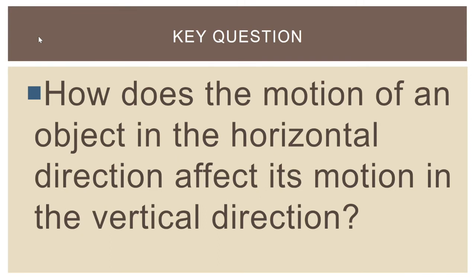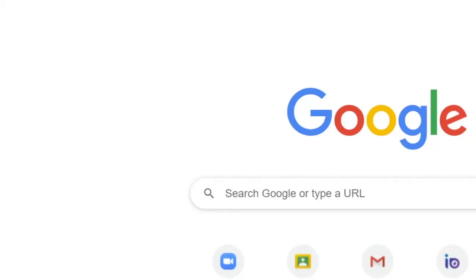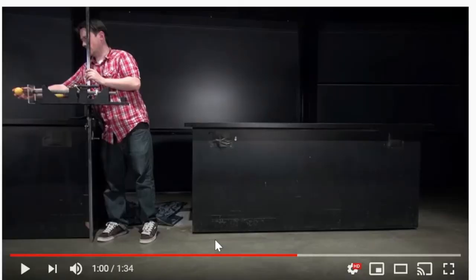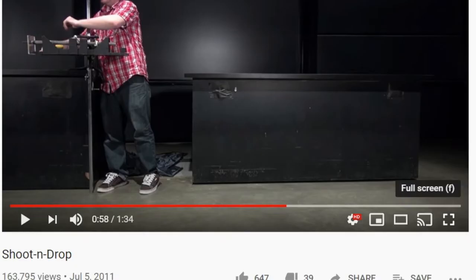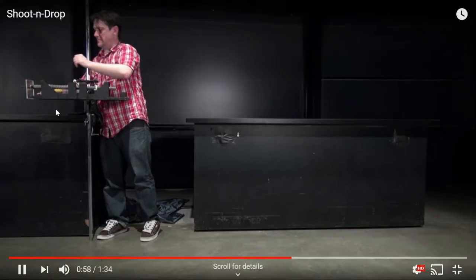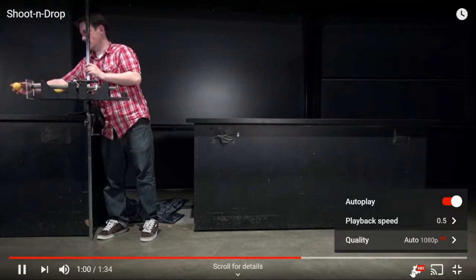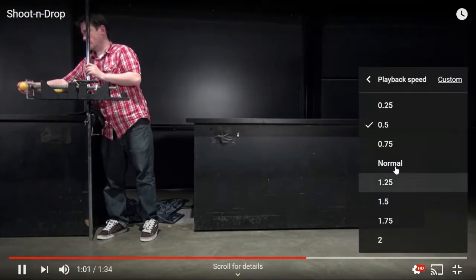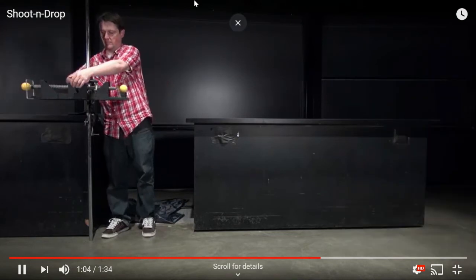The experiment that we do here, pretty simply, is just taking an object and dropping it next to an object that we launch. In this video, you have this apparatus, and this person is going to load it up, and one of the balls is going to be launched, and one of the balls is going to be dropped. Notice I have this playing at half speed. I'm just going to bump it back up to normal speed so you can see how fast it is.